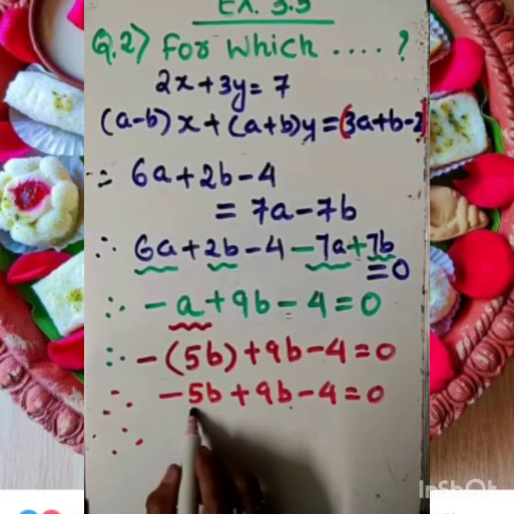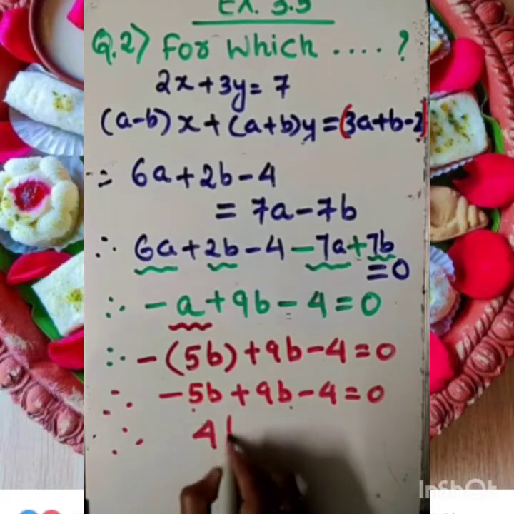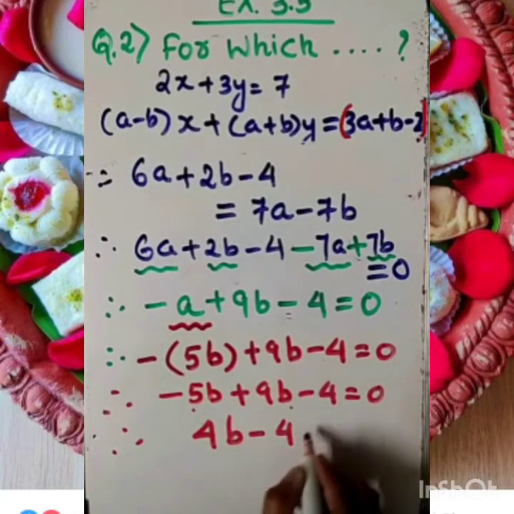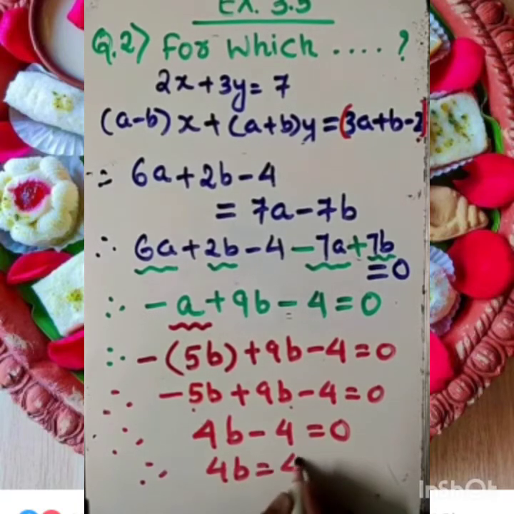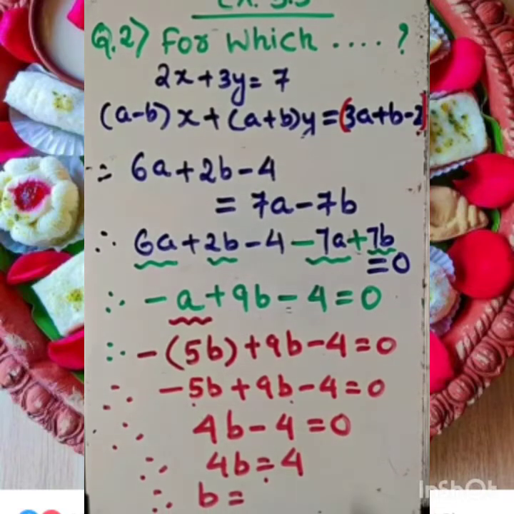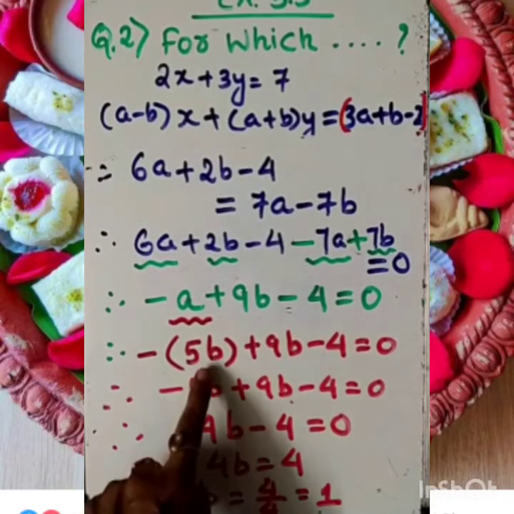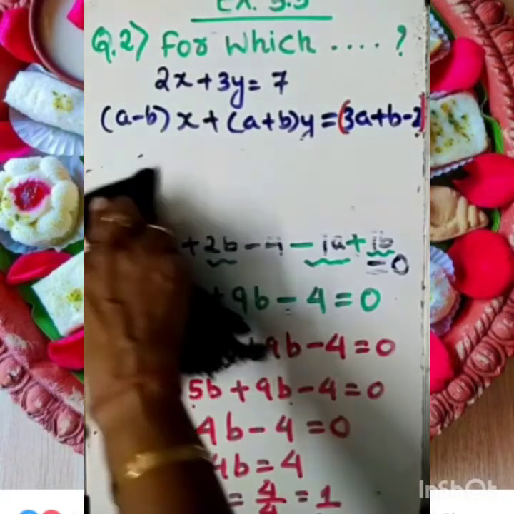Plus 9b minus 5b gives the result 4b. 4b minus 4 equal to 0. Therefore, 4b equal to 4. Therefore, b equal to 4 upon 4, which gives the result 1. The value of b we are getting is 1. Now this value of b we are going to put in a equal to 5b. Let's see further.